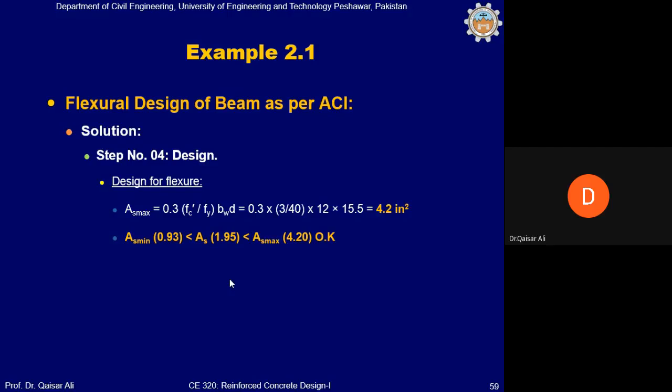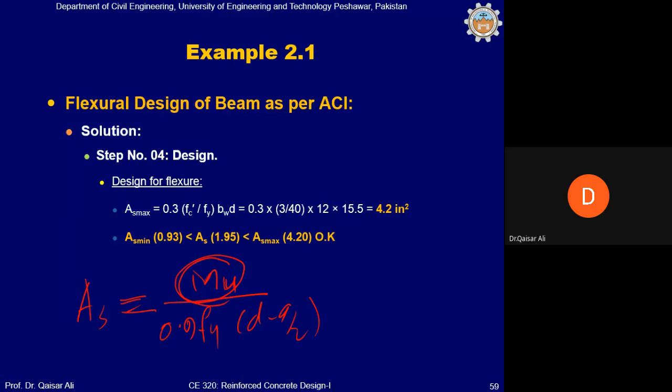Look, what does the value of As depend on? You calculate As from this equation: Mu divided by 0.9 fy (d minus a by 2). So if Mu, which is the demand, is less, then As will be less. Correct? So if the load on the beam is less or the length of the beam is less, then Mu will be less and As will be less.